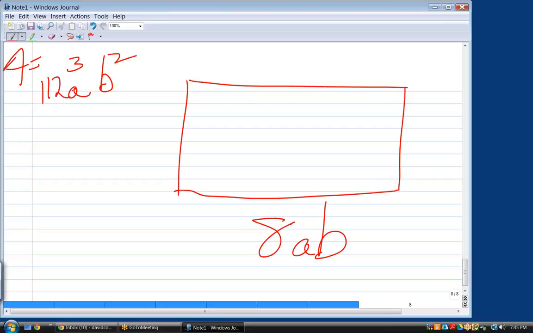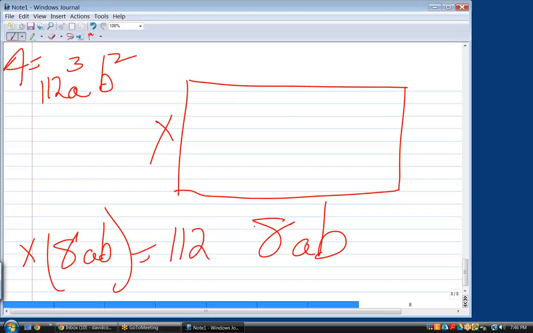So the area is 112a³b². And the width is 8ab. Okay, let's call the length x, since we don't know what it is. So I could say that width times length is equal to this area. So I can say x times 8ab is equal to 112a³b². You get that part? Yes.